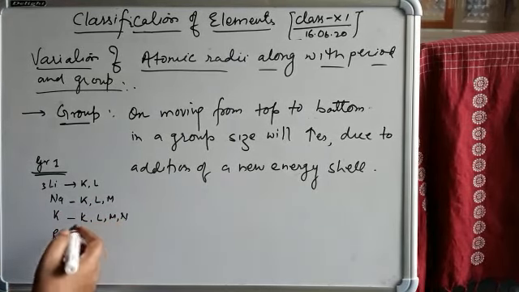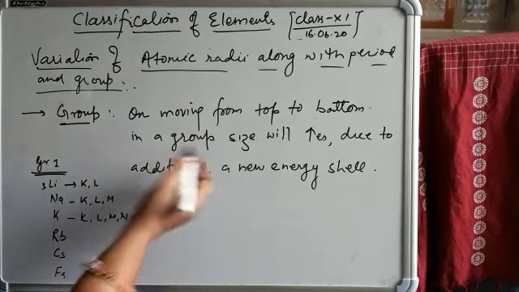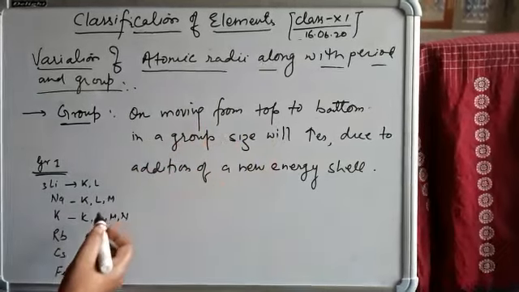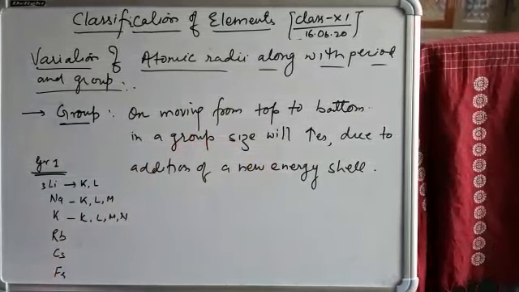As per the PDF, you can write the configuration also. So in this way you can easily find out how the size of an atom increases when we move from top to bottom in a group. So simply we can explain on the basis of this: on moving from top to bottom, the size will increase due to addition of a new energy shell.